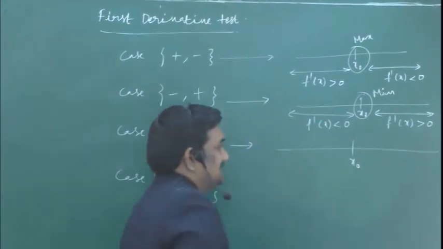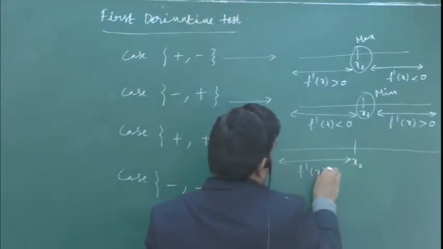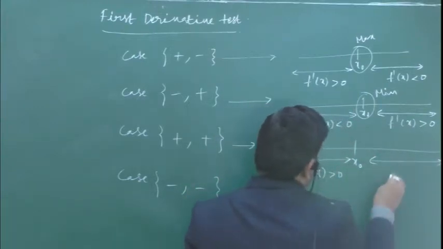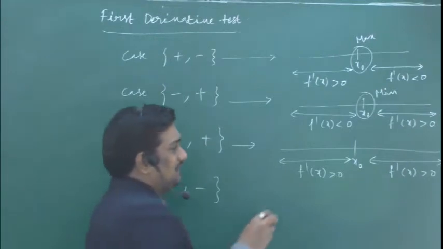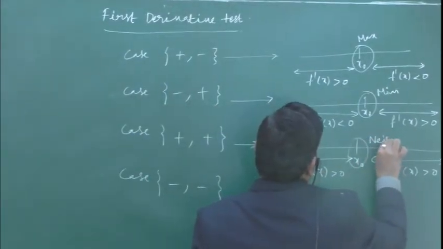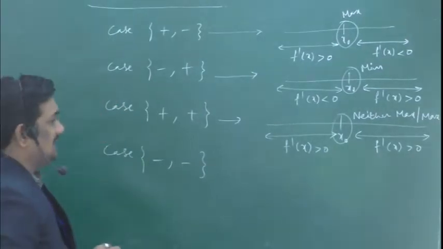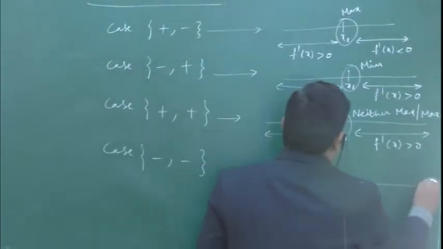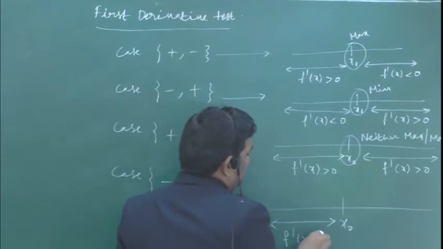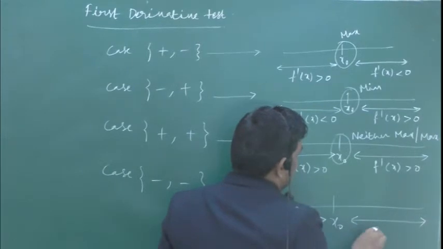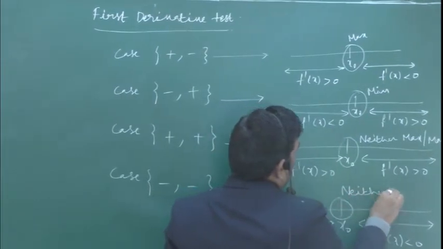Now consider the other case. This is the number line and x0, and on the left hand side f dash x is positive. Also on the right hand side f dash x is positive. So according to this test, the function has neither maximum nor minimum at x0. And the last case, minus minus. On the number line, it is x0, and on the left hand side first derivative value is negative, and on the right hand side first derivative value is negative. So by using this test, function has no maximum, no minimum at x0.